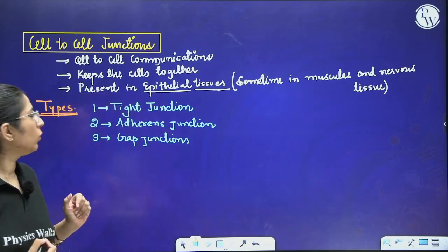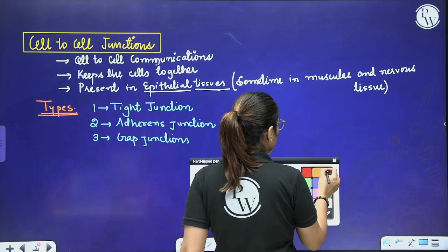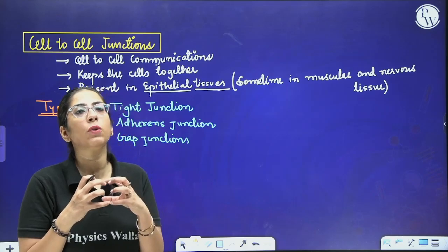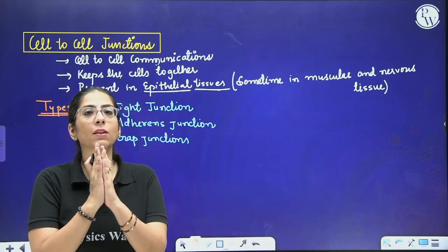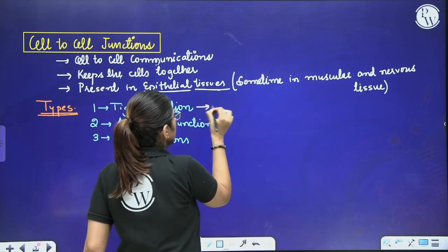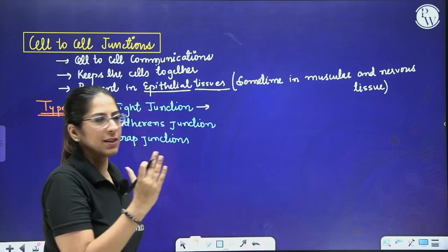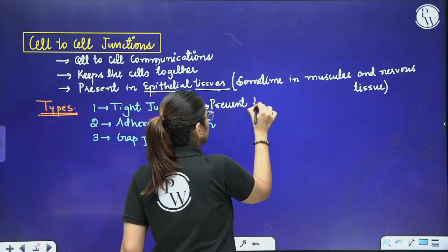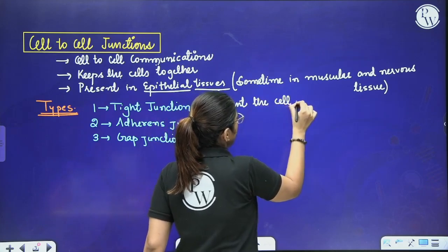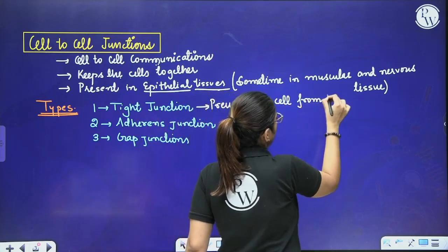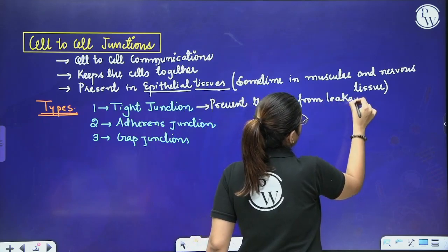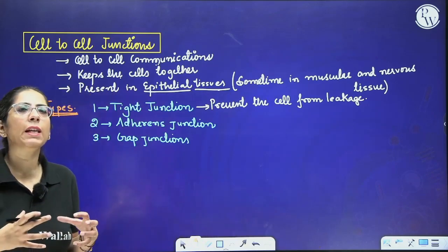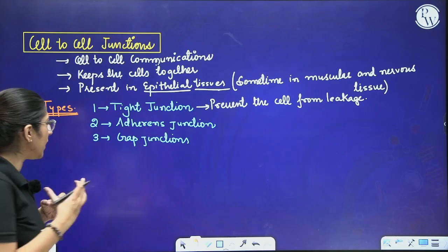Clear? Now, to talk about the tight junction, what is its function? Tight junction keeps the cells together. It holds the cells together. It doesn't allow movement, so it restricts movement. Basically, they prevent the cell from leakage. It will not allow leakage. They are present very tight to each other.